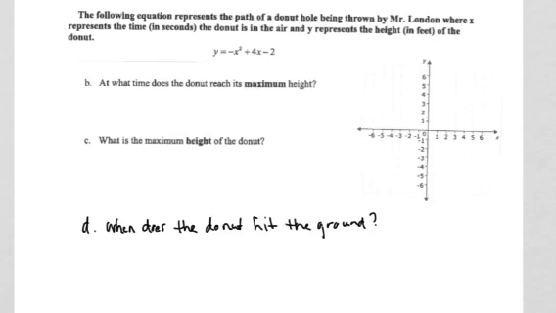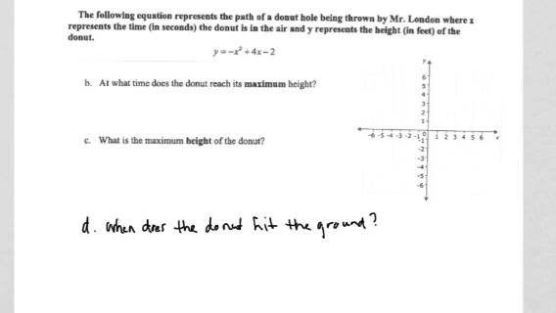And I know it's a little tiny bit blurry on the equation there, but I think we can still see it enough to know what's going on. It says the following equation represents the path of a donut hole being thrown by Mr. London, where x represents the time in seconds the donut is in the air, and y represents the height in feet of the donut. So kind of a random thing, who throws donuts into the air, but whatever. I guess this guy wants to throw donuts.